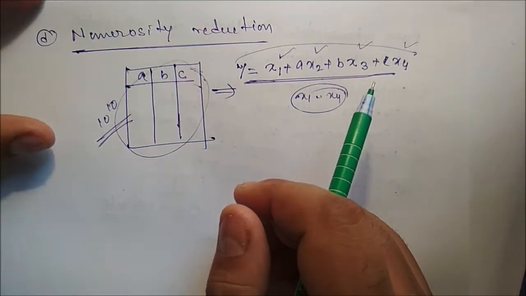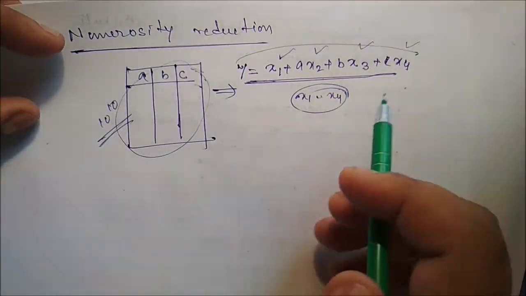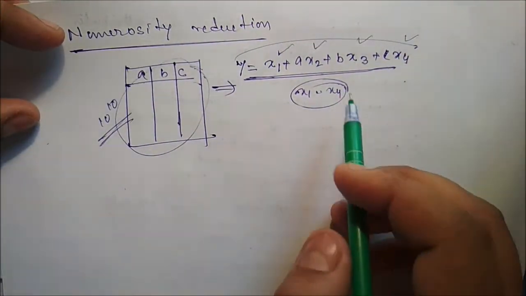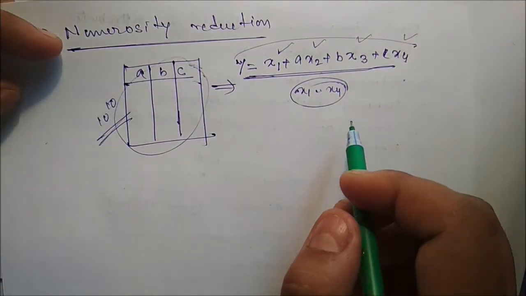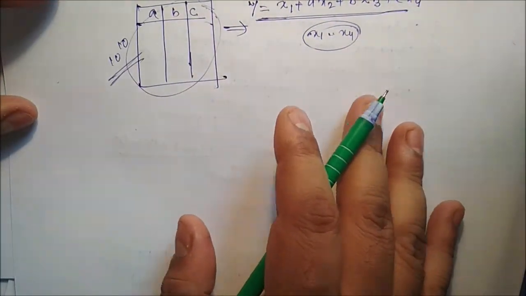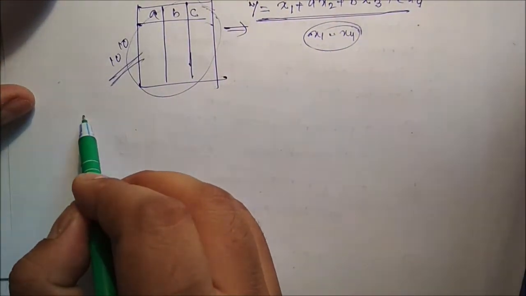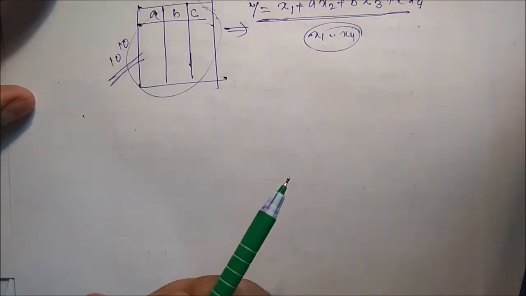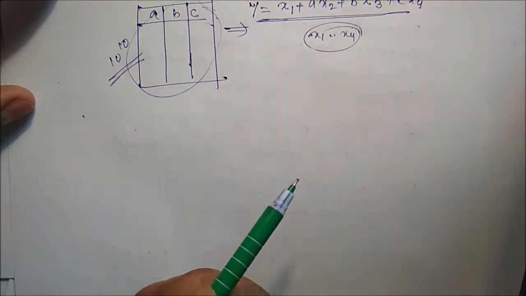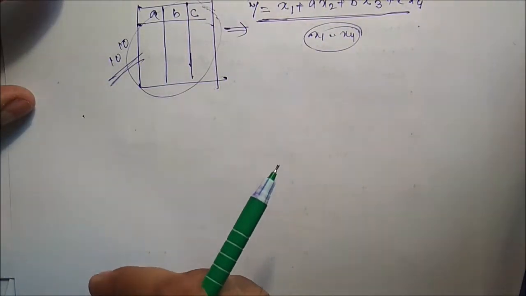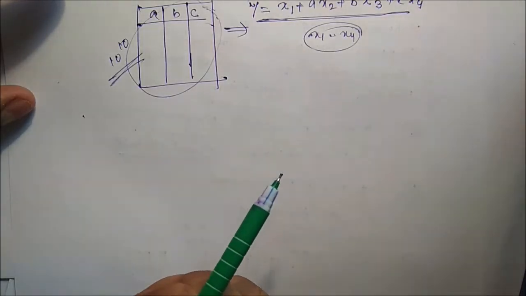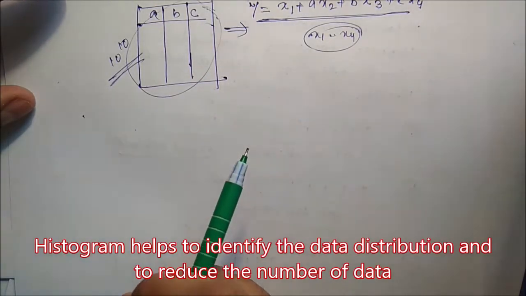So, regression and log linear model. We can create a model, and with the help of this model we can store. Similarly, we can apply the histogram, data histogram. So what is a histogram? A histogram helps to identify the data attribute and to reduce the number of data. We can watch our other video on histogram, where we discuss it in detail.